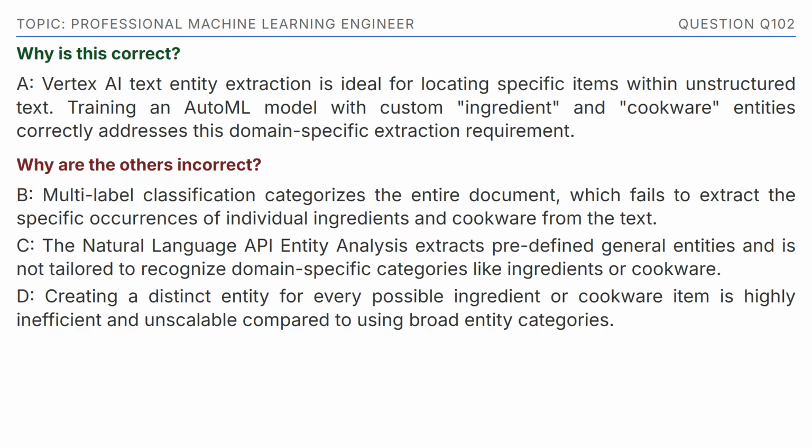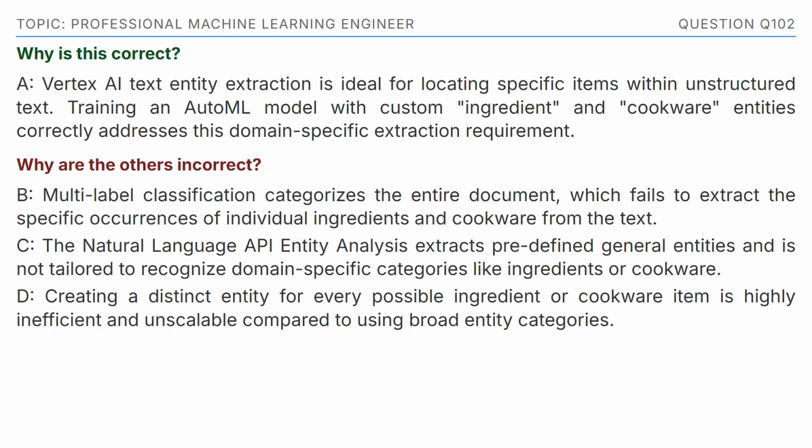Why is this correct? A. Vertex AI text entity extraction is ideal for locating specific items within unstructured text. Training an AutoML model with custom ingredient and cookware entities correctly addresses this domain-specific extraction requirement. Why are the others incorrect?